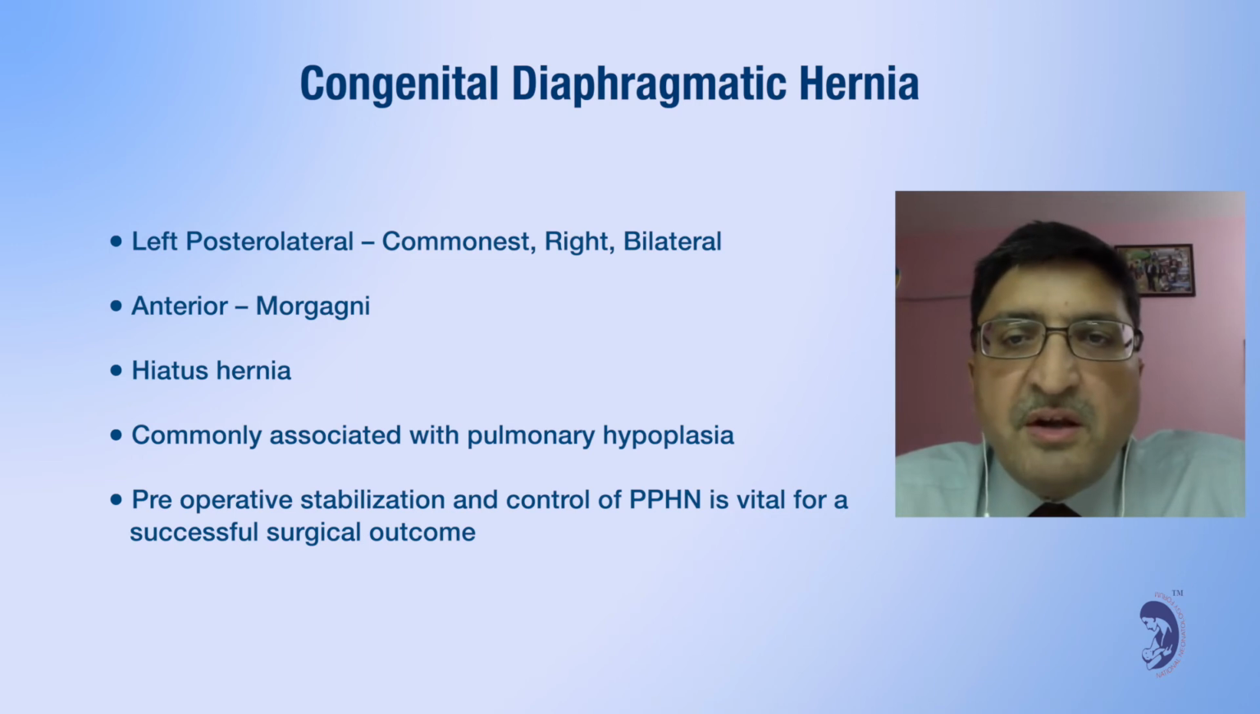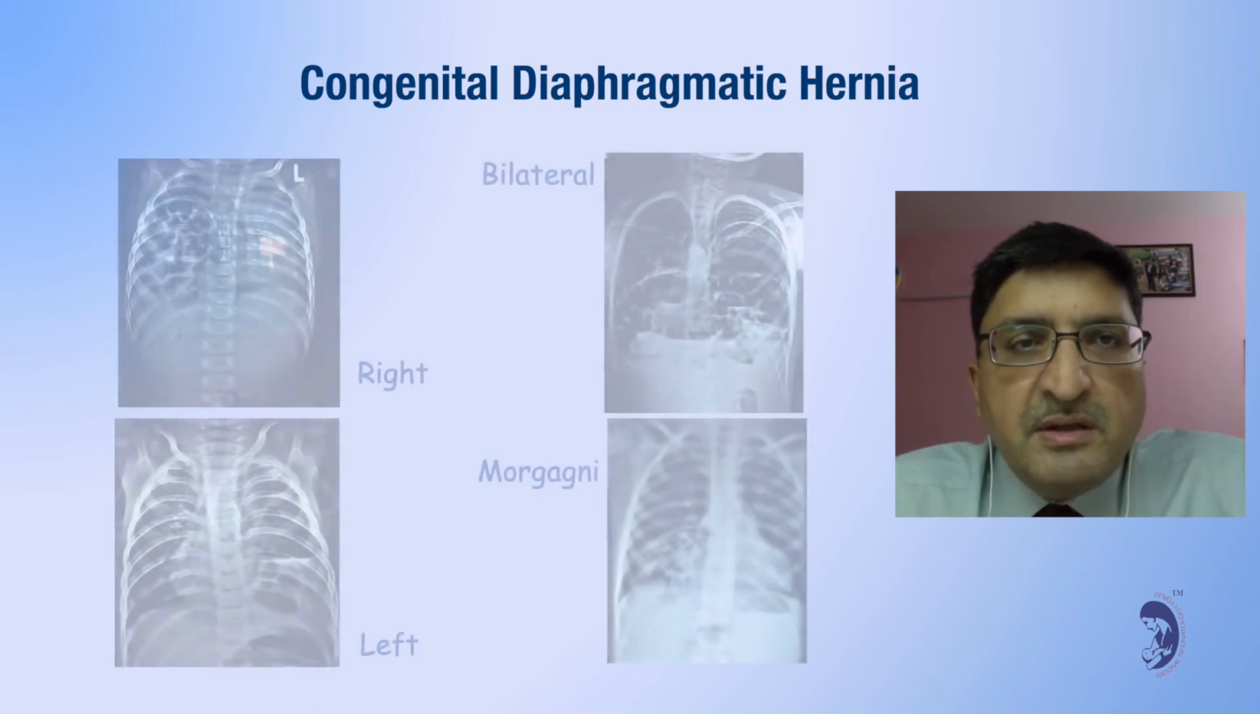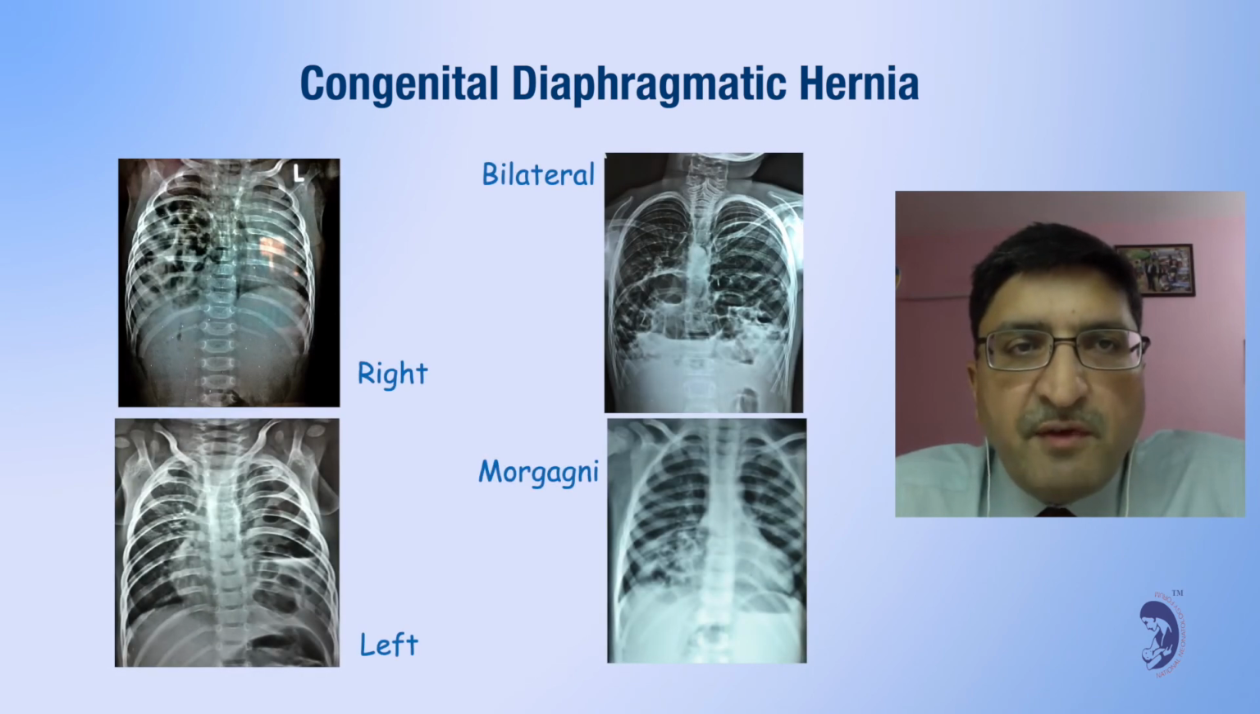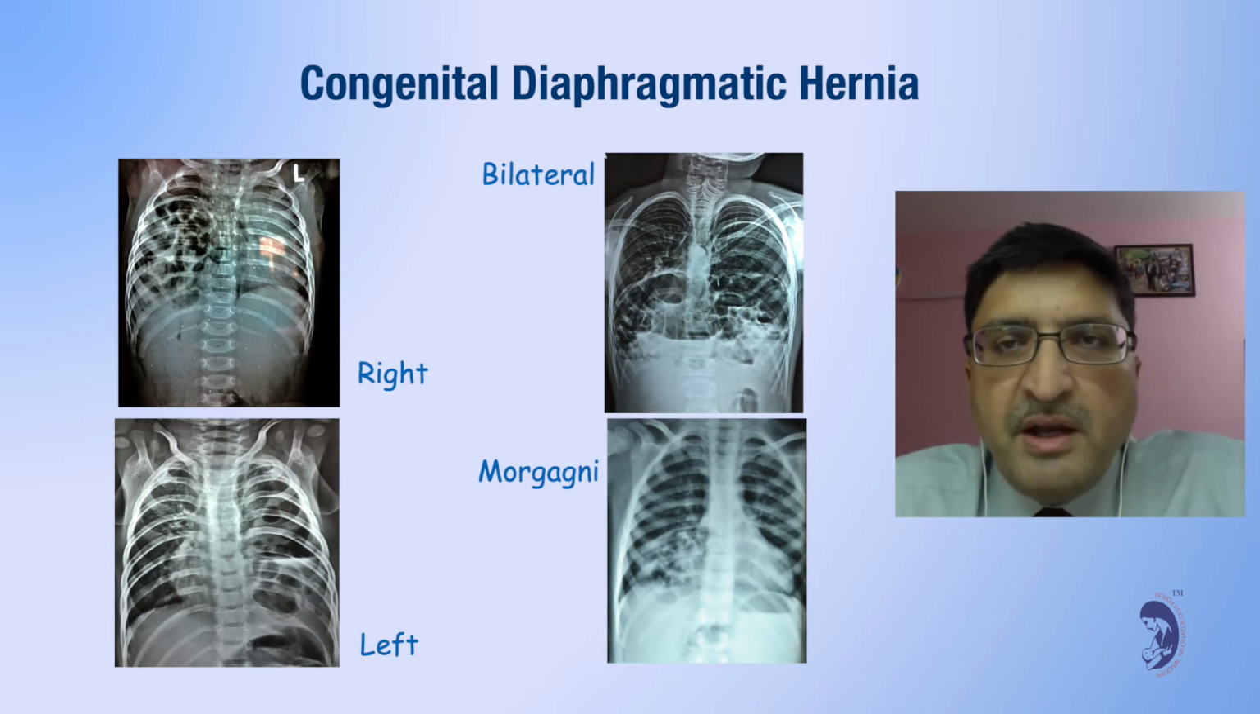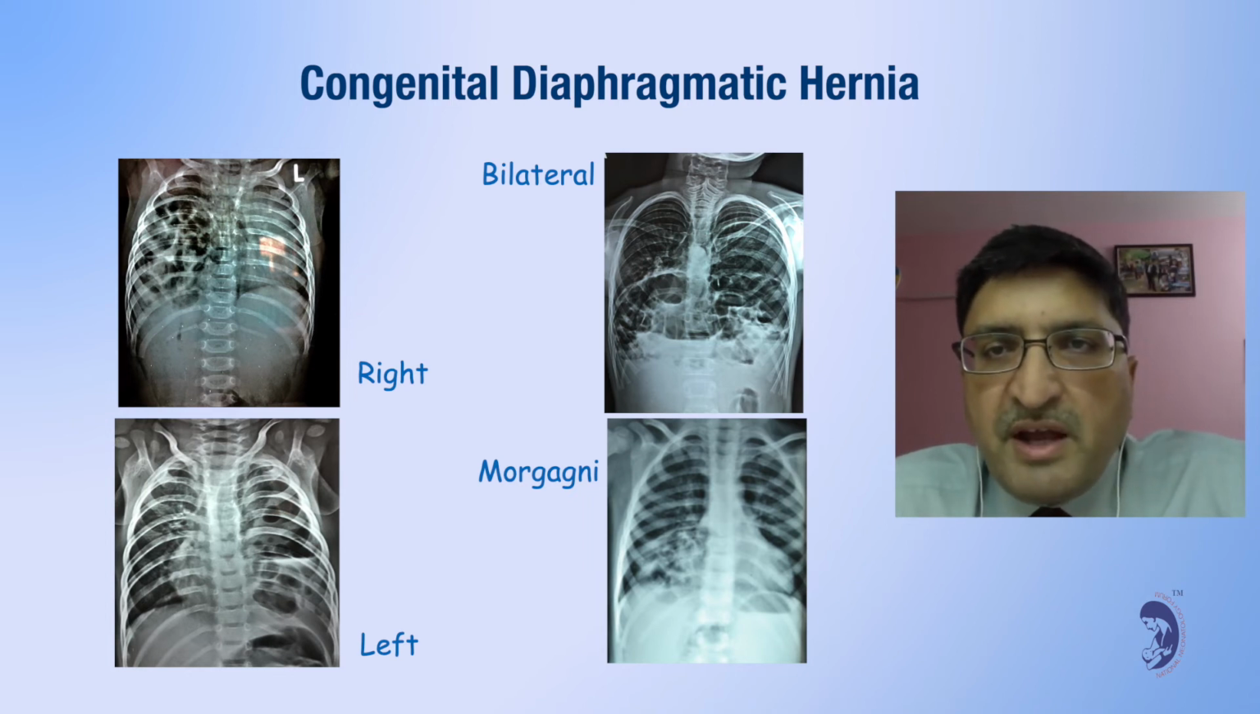Preoperative stabilization and control of persistent pulmonary hypertension is vital in cases of congenital diaphragmatic hernia for a successful surgical outcome. These are images. This is a case of a right diaphragmatic hernia. This is the classical left posterolateral diaphragmatic hernia. This is a child with bilateral diaphragmatic hernia.